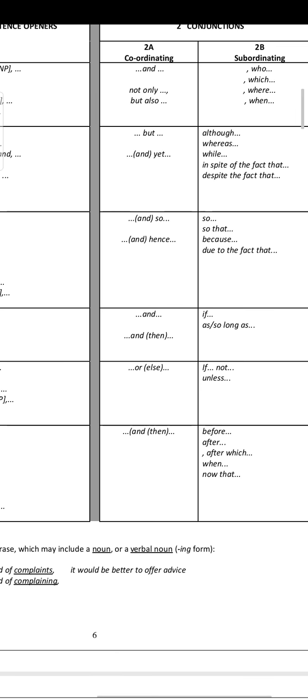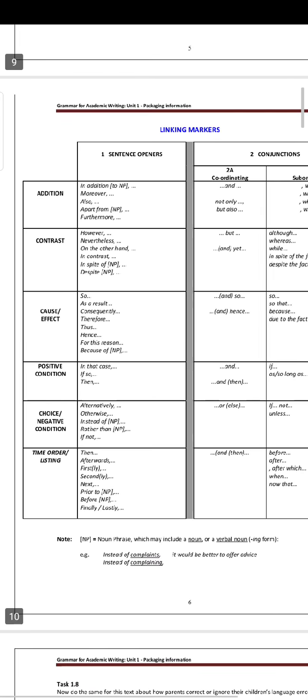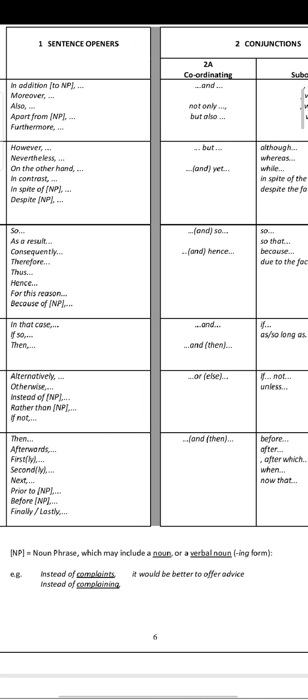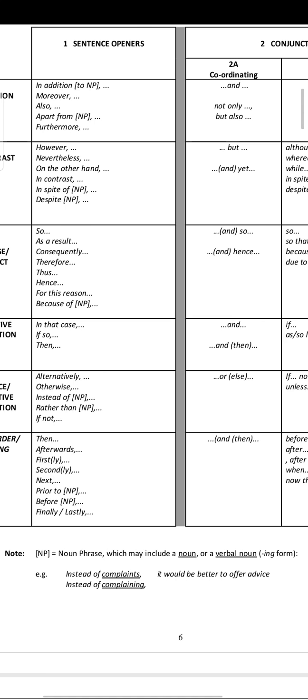Okay, that's the example. You can see here in the note what I told you previously when I explained: a noun phrase which may include a noun or a verbal noun or -ing form. For example, instead of complaints, it would be better to offer advice. Or instead of complaining, comma, it would be better to offer advice. So look at the difference. We can use the noun phrase or verbal noun. This is the -ing form, the present participle.